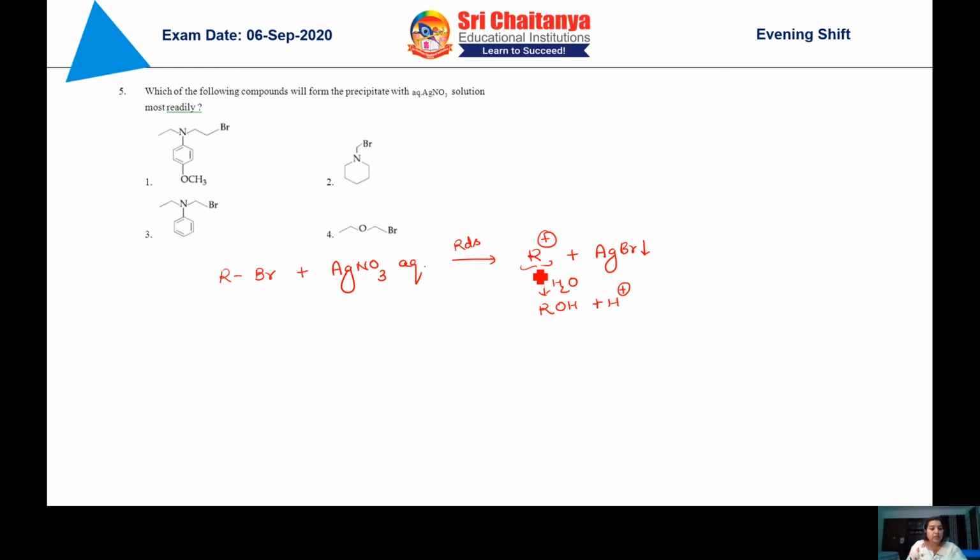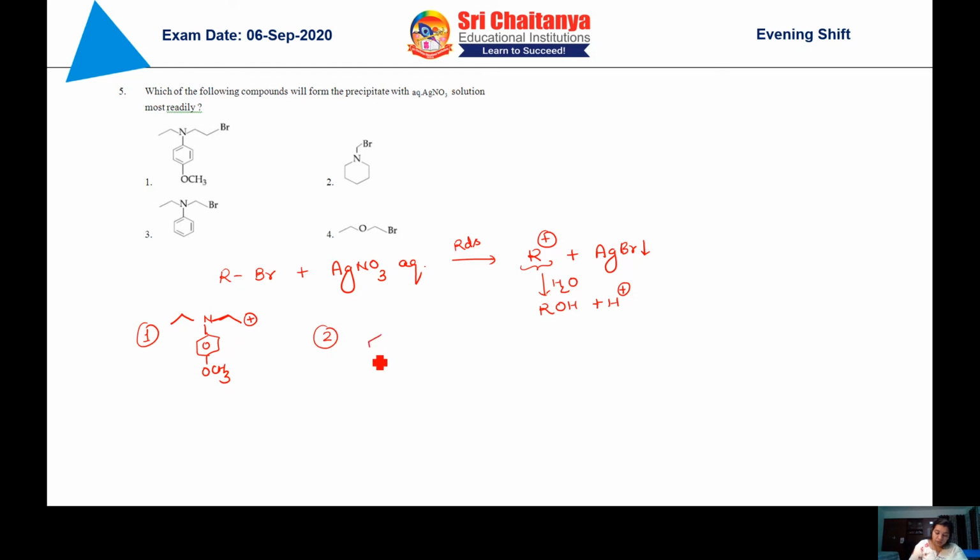Now we are asked which will give the precipitate more readily. Here the words most readily refer to the ease, the rate, fast formation of precipitate. So definitely this RDS will be faster if the stability of the involved carbocation is more, right? So let me write the carbocations involved. In option number 1, the carbocation formed is this. It is not even resonating with any lone pair. It is simply hyperconjugative, so it is not of much use.